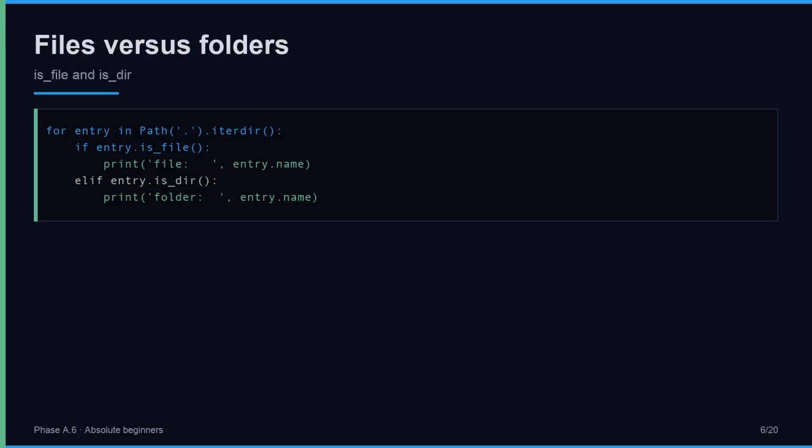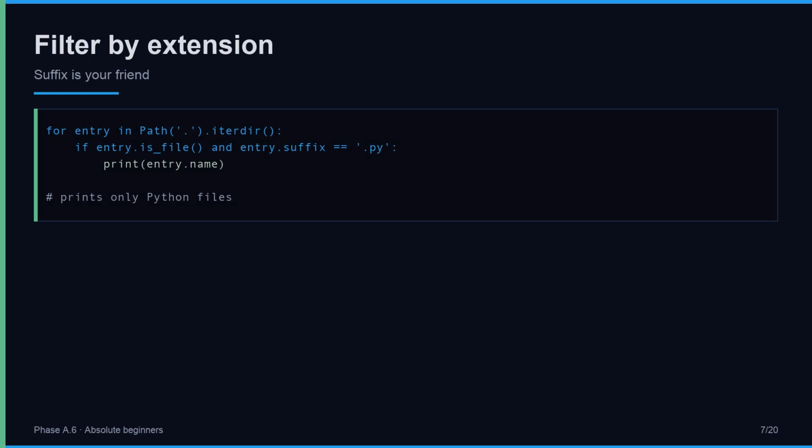iterdir returns both files and folders mixed together. To tell them apart, use is_file and is_dir. is_file returns True when the entry is a regular file. is_dir returns True when it is a folder. So you can branch in your loop, print file for files, print folder for subfolders. This matters because you often want to treat them differently, open files to read them, recurse into folders to keep searching. Tell them apart.